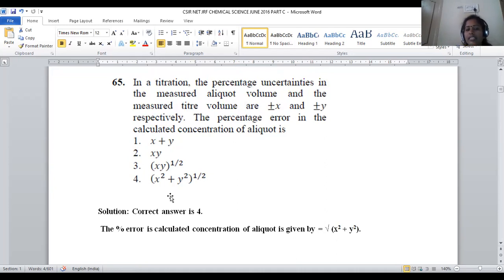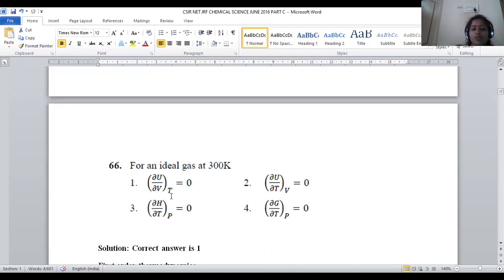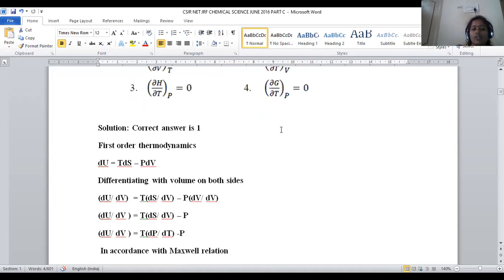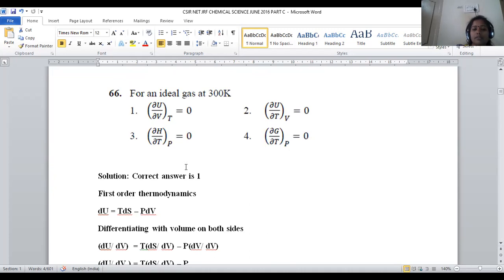That's the reason why for question number 65, option number 4 will be the correct answer. Let us move on to question number 66. It is the part of thermodynamics. For an ideal gas at 300 Kelvin, what kind of relation will be the suitable one? Let us predict.